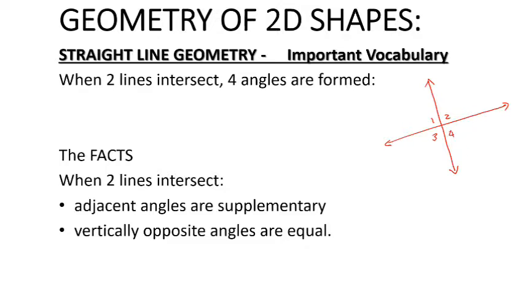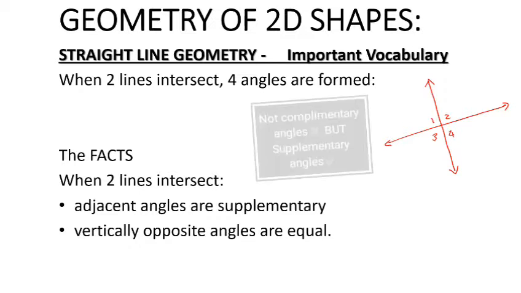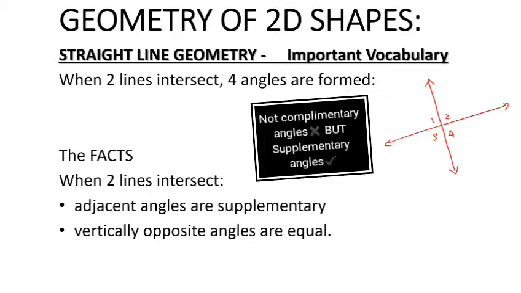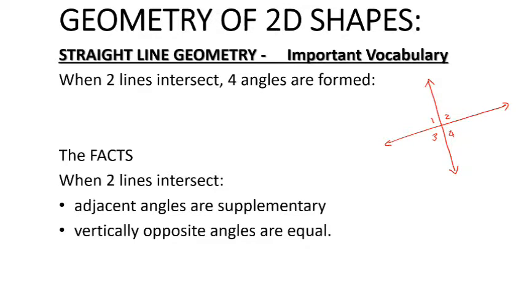The adjacent angle to angle 1 is angle 2, which means angle 1 and angle 2 are supplementary angles. Therefore we can say that angle 1 plus angle 2 will give me 180.